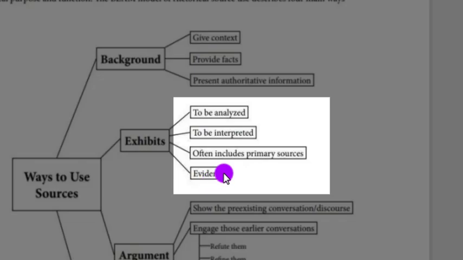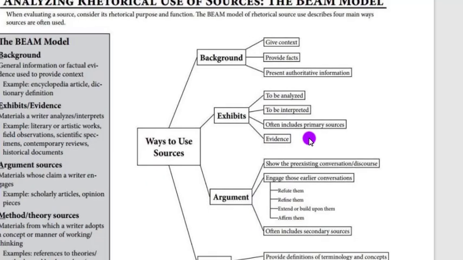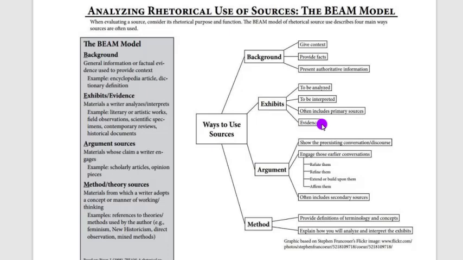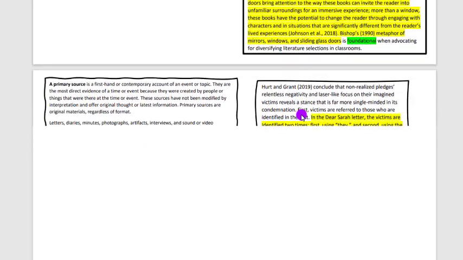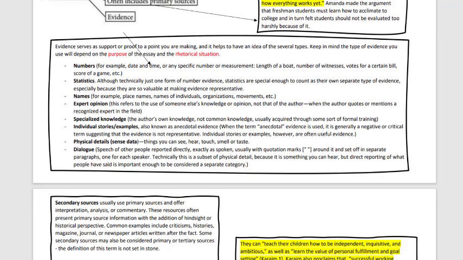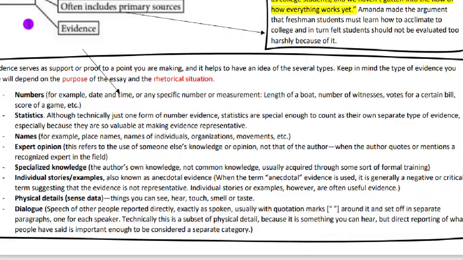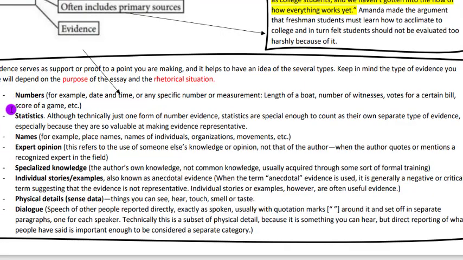Now, with evidence, of course, that's more about proof. So this can look like a number of different things. It could be numbers, it could be statistics, information, things of that nature. So as we look at evidence a little bit more closely, I want to jump ahead into this document. And so one of the things that you can see, of course, with the evidence is that they can be numbers, statistics, names of people, an expert opinion, specialized knowledge, individual stories, examples, physical details, dialogue, things that are, again, primary sourced information.